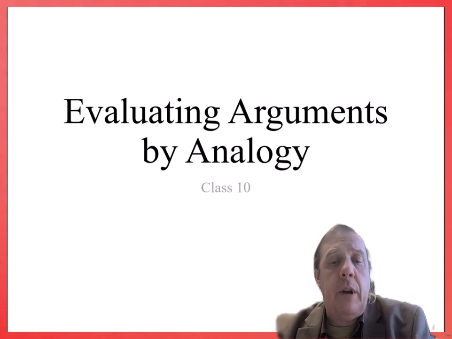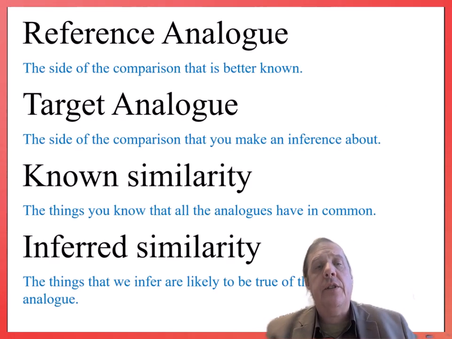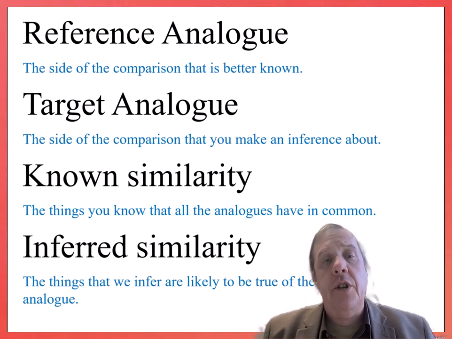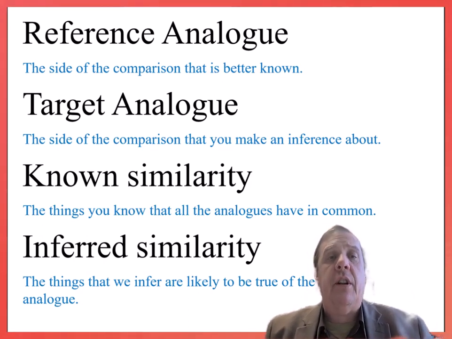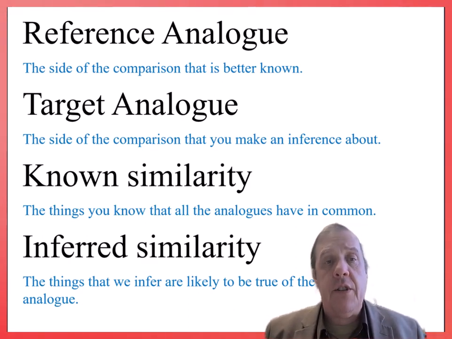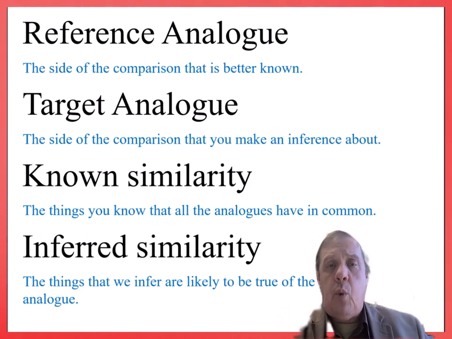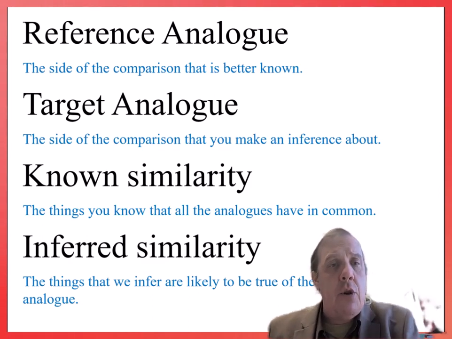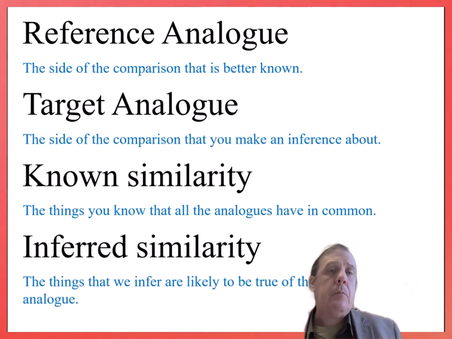So let's just start by reviewing. In the previous class, we analyzed the parts of an argument by analogy. We said that an argument by analogy wasn't just any old comparison used for any reason. It specifically was something that happened when you said that because two things are similar in one respect, they are likely to also be similar in another respect.